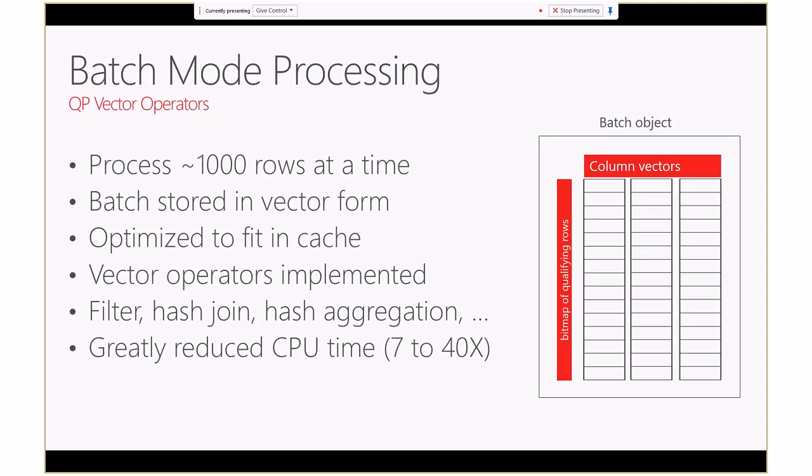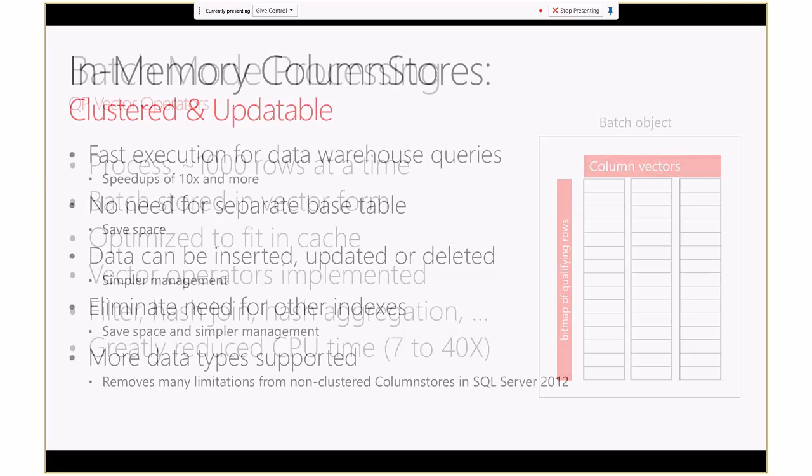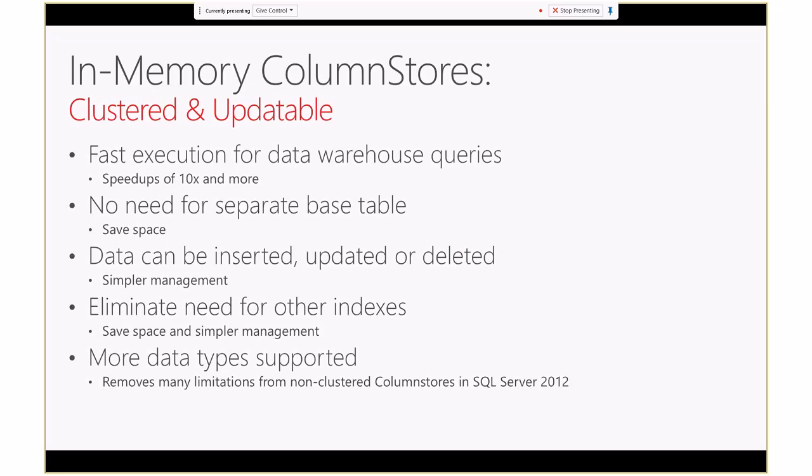And they've also added support for filter, hash join, and hash aggregation, and can increase your CPU utilization effectiveness by 40 times. In-memory column stores. In SQL 2012, column stores were read-only.